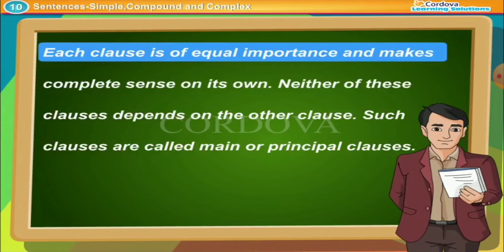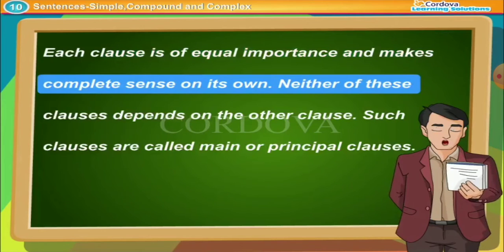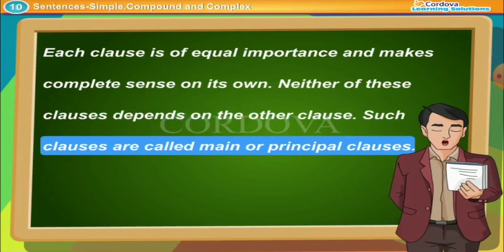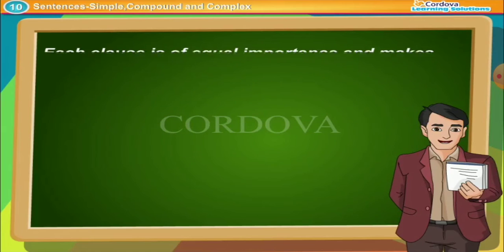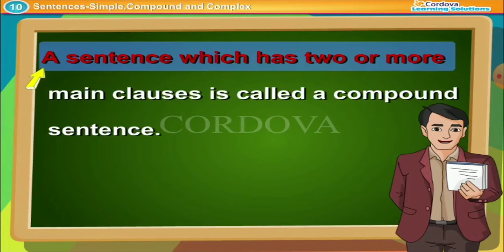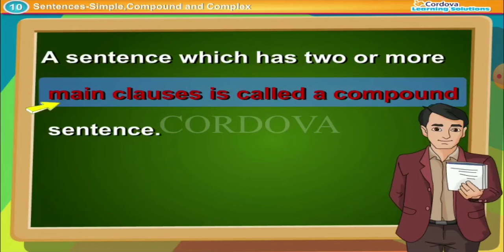Each clause is of equal importance and makes complete sense on its own. Neither of these clauses depends on the other clause. Such clauses are called main or principal clauses. A sentence which has two or more main clauses is called a compound sentence.